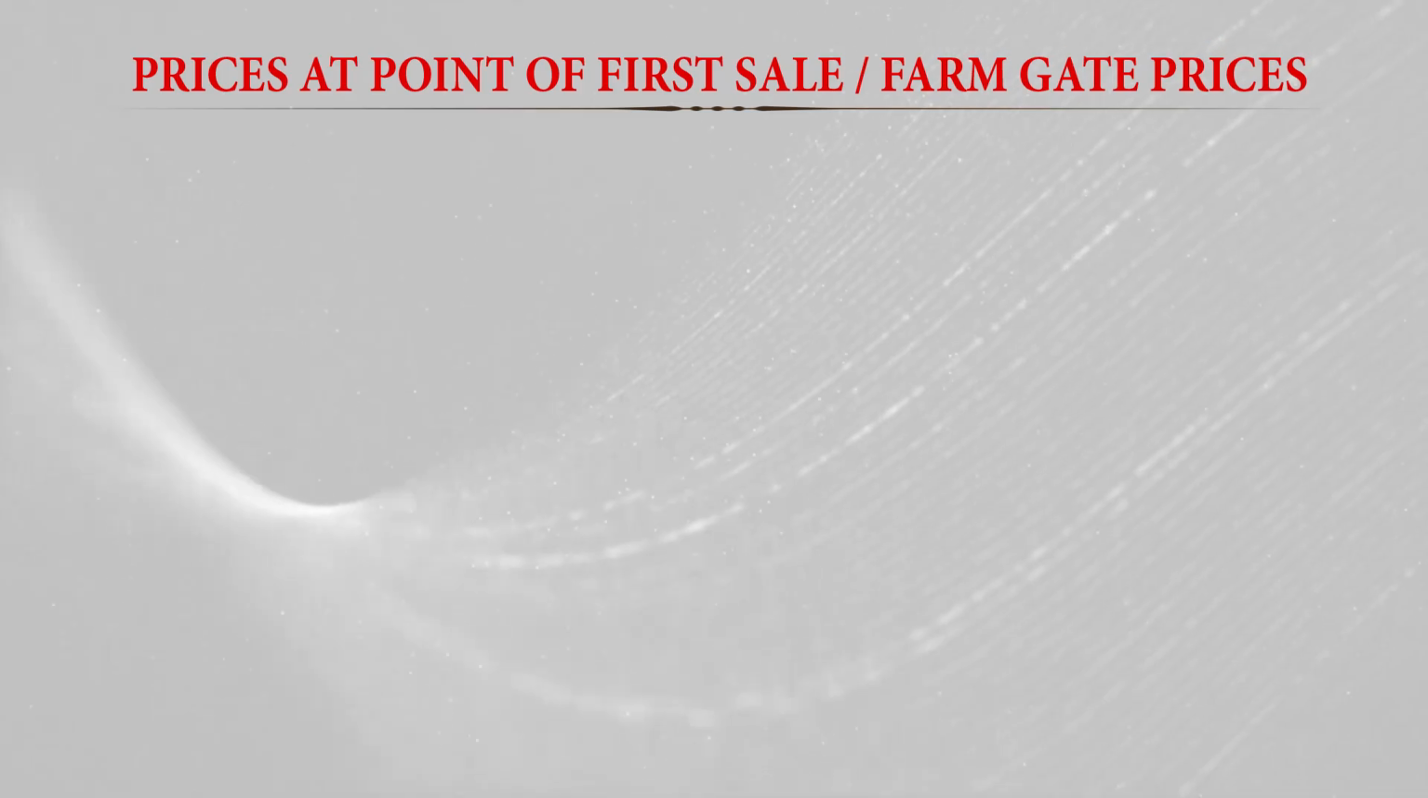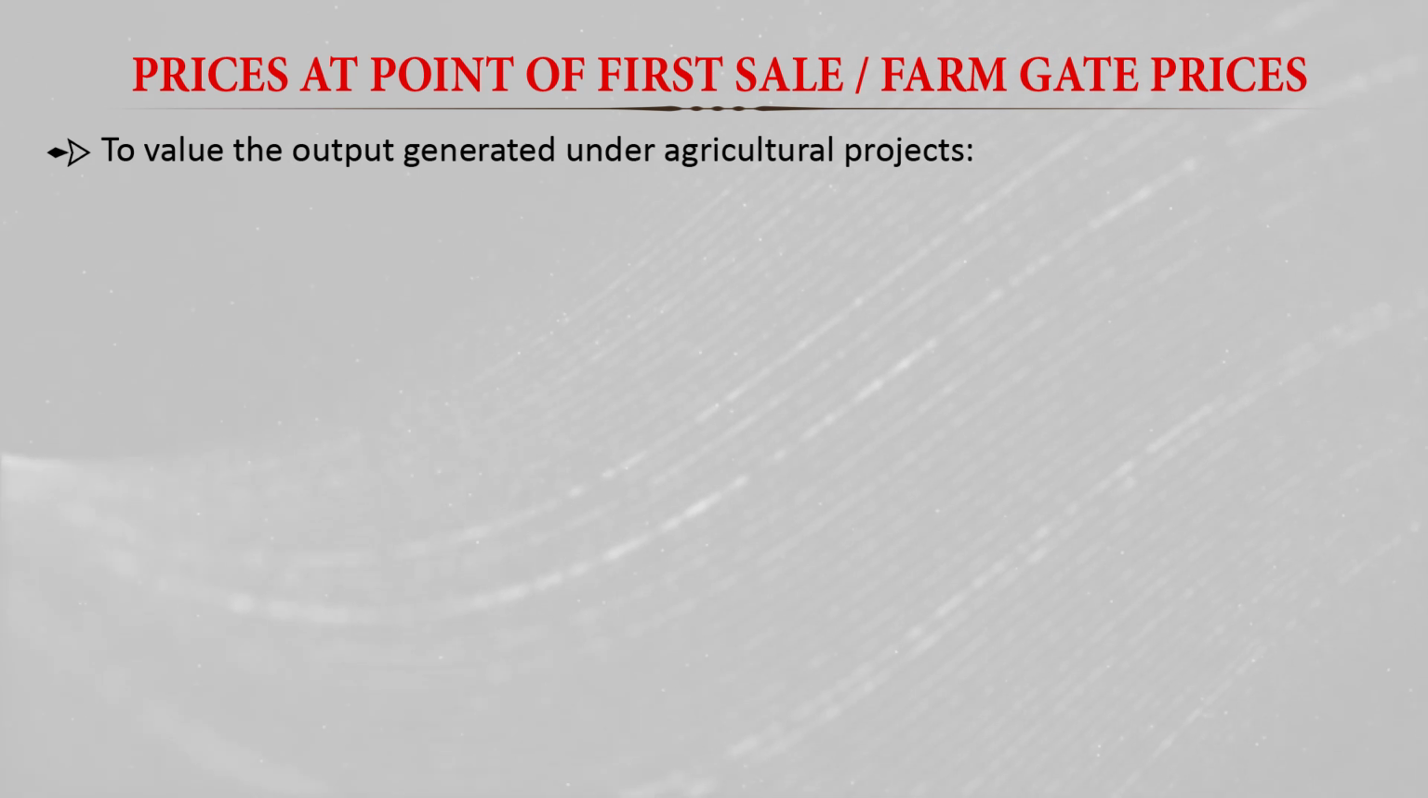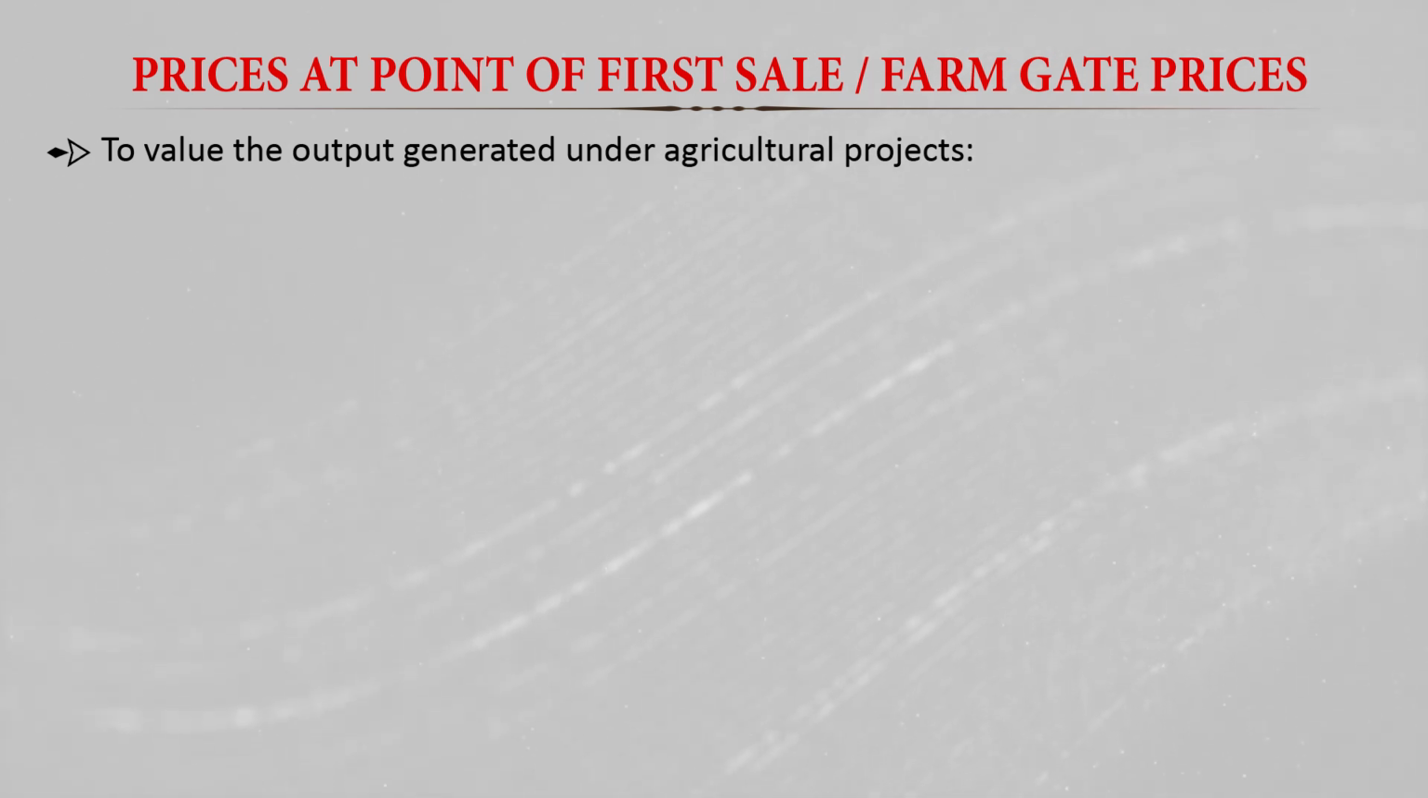So we can understand if there are some discrepancies in the prices, and how we can adjust to get the right prices, or the prices of perfect competition. In this session there are two learning objectives, and the prices at the point of first sale, or the farm gate prices, are considered the most important prices to value the output generated under the agriculture project.